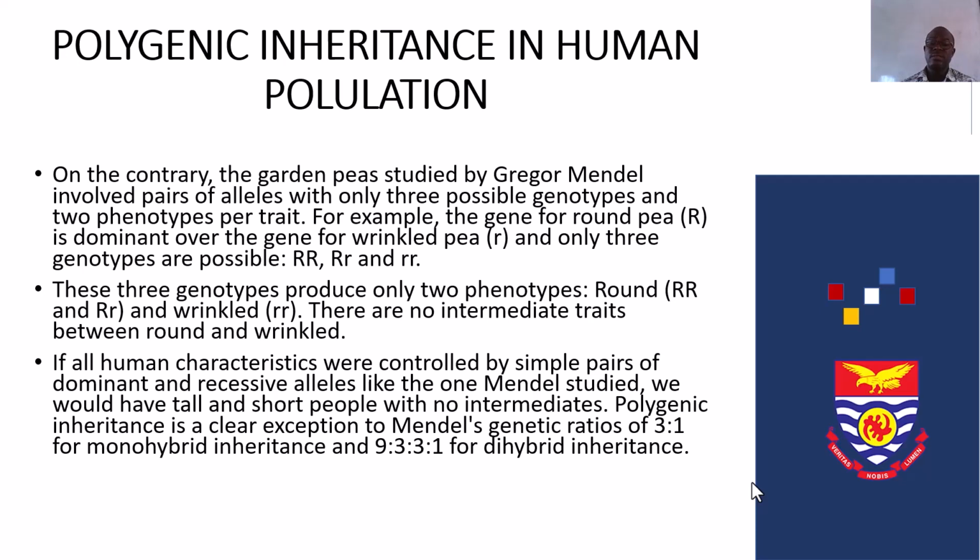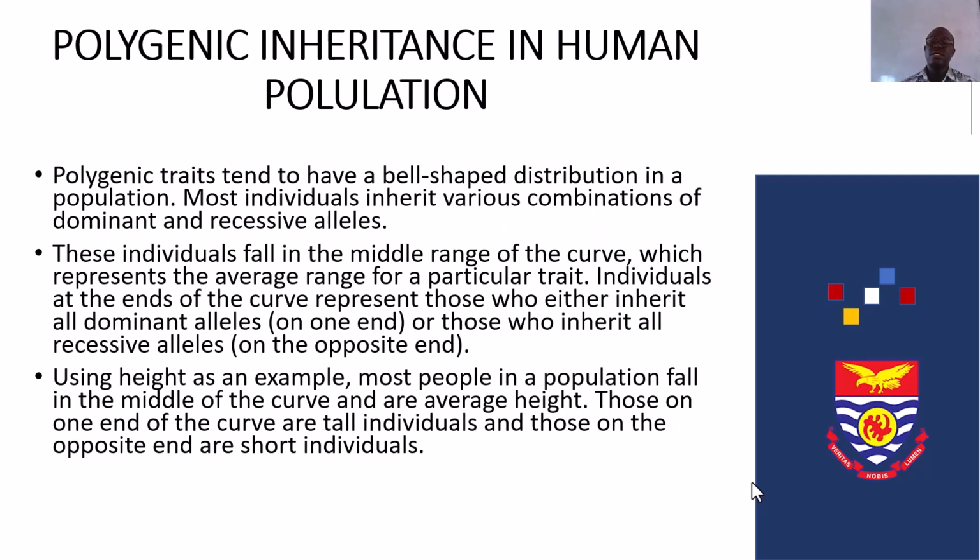If all human characteristics were controlled by simple pairs of dominant and recessive alleles, like the one Mendel studied, we would have tall and short people with no intermediates. Polygenic inheritance is a clear exception to Mendel's genetic ratios of 3:1 for monohybrid inheritance and 9:3:3:1 for dihybrid inheritance. Polygenic traits tend to have a bell-shaped distribution in a population.